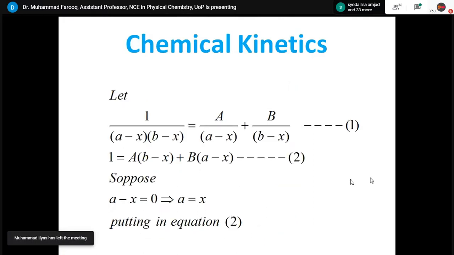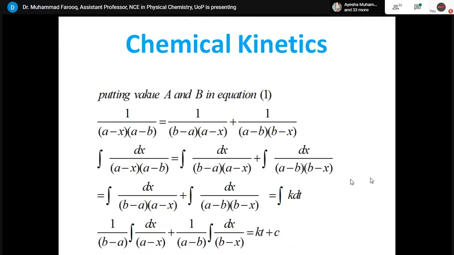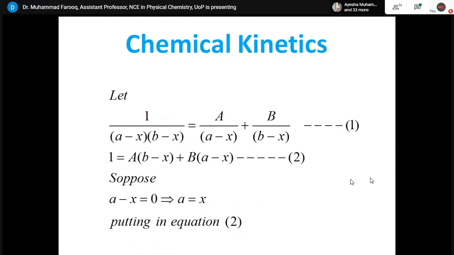So instead of x we put a, because a is equal to x. So instead of x we put a. So a is equal to 1 over b minus a. Again, you can see there is b minus x also.